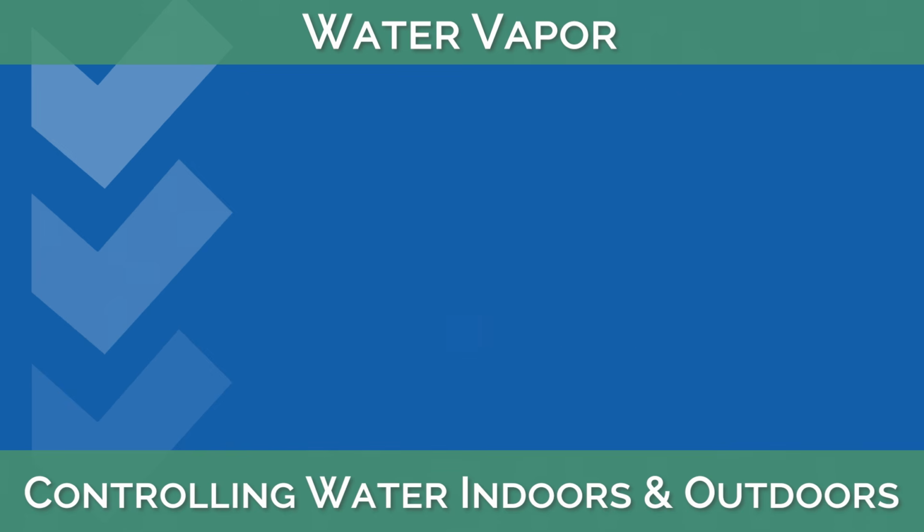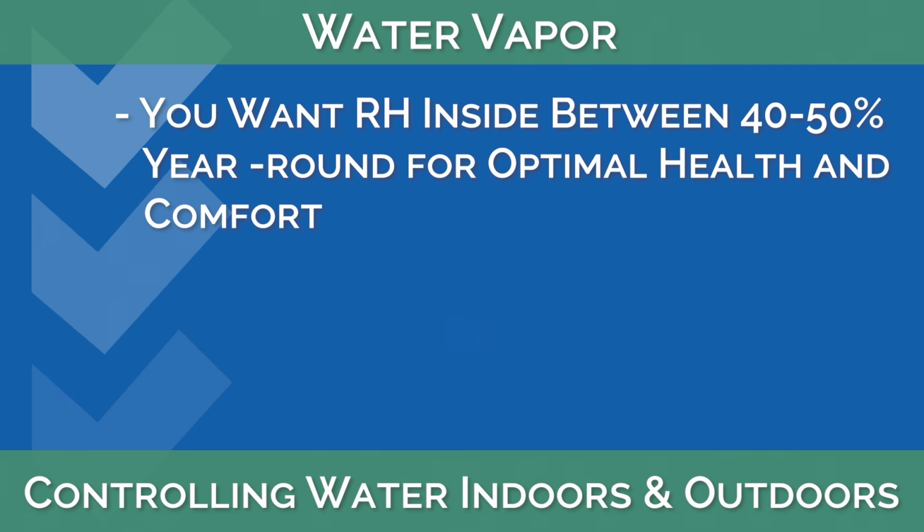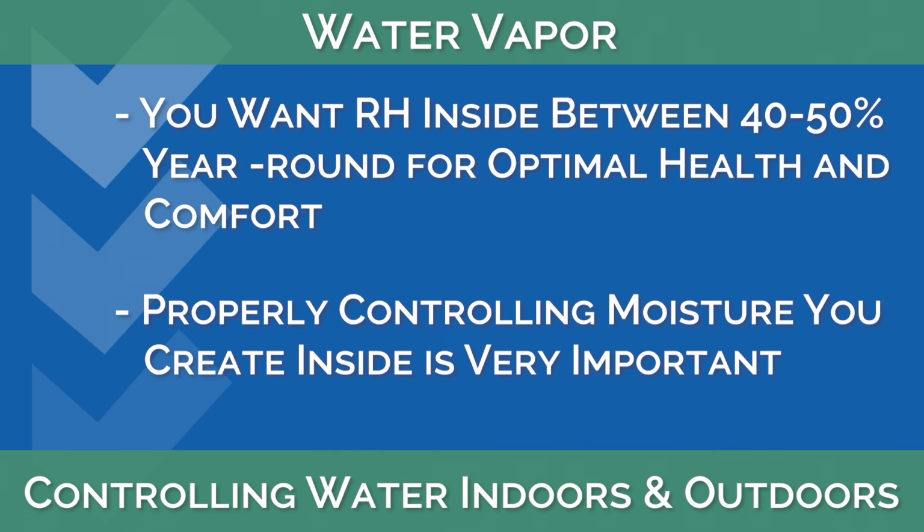This may sound a bit confusing, but the bottom line here is you want the relative humidity inside your home to be between 40 to 50% year-round for optimal health and comfort. So properly controlling the moisture you create inside your home is very important.